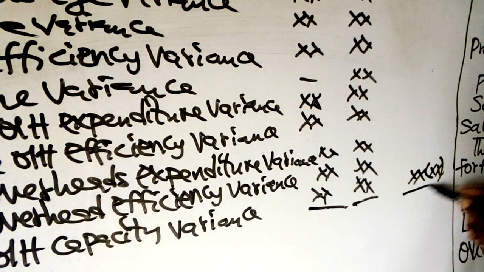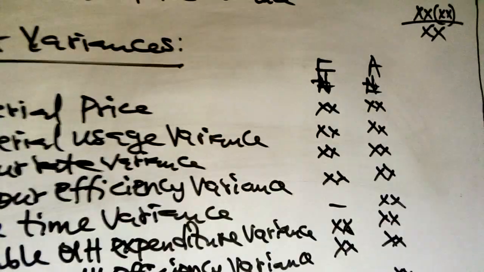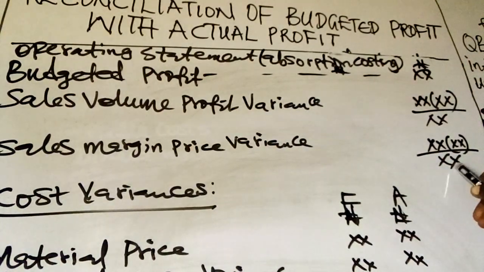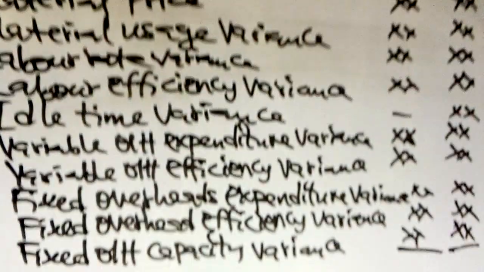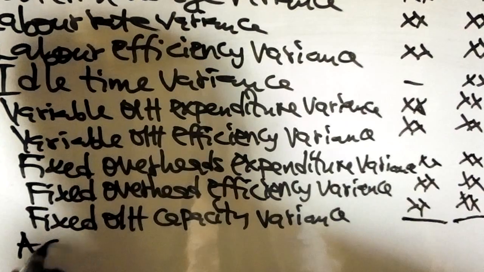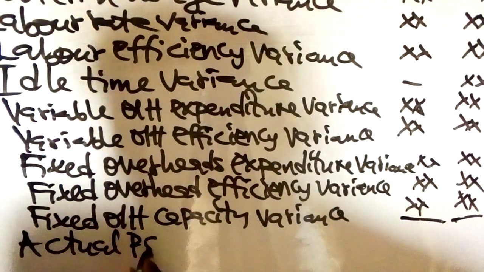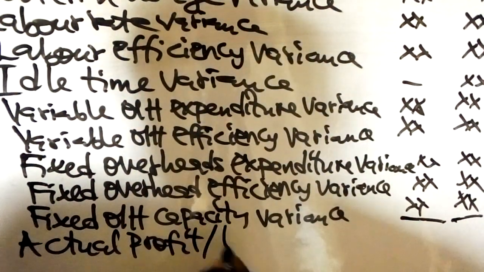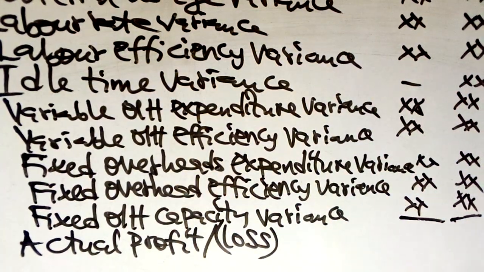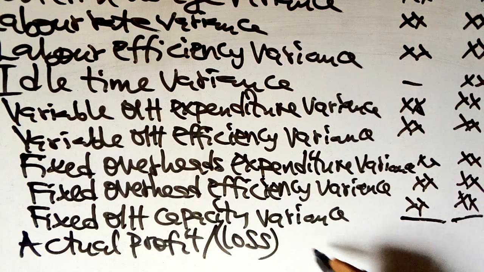Then you now less this from your revenue. You less it from what you have above. Or if it is favorable, you add it to this. If it is an adverse, you subtract it from this. Then you have the actual profit for the period. Or loss, it may be loss if it is negative. Actual profit or loss for the period.